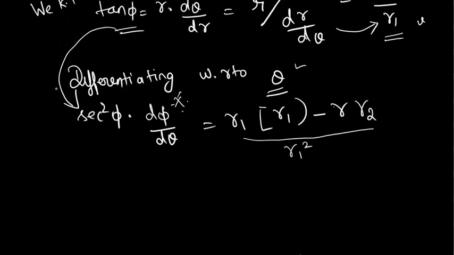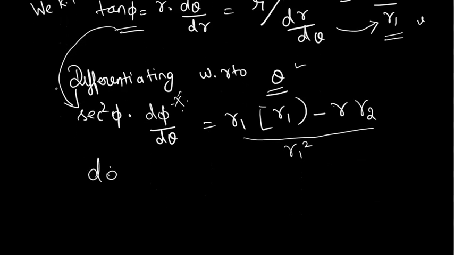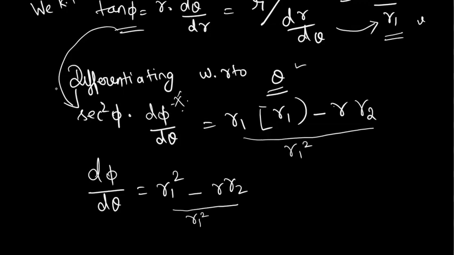And if I rewrite this, we can write d phi by d theta is equal to r1 into r1, which is r1 square, minus r into r2, divided by r1 square. Okay, we have just simplified and written. So r1 is nothing but dr by d theta, and r2 is d square r by d theta square.